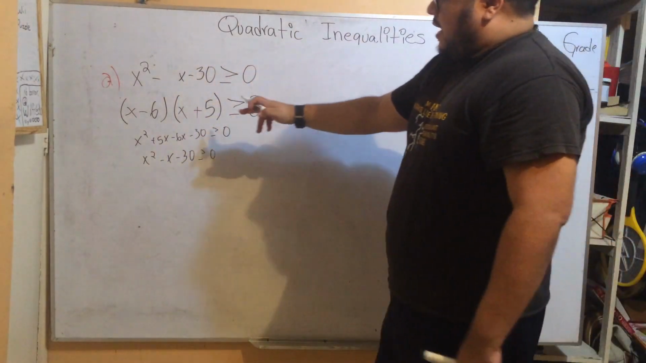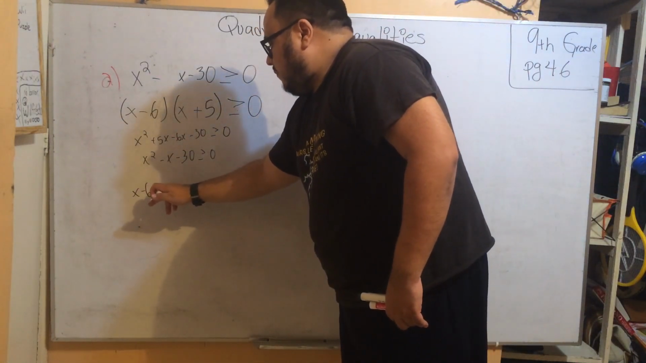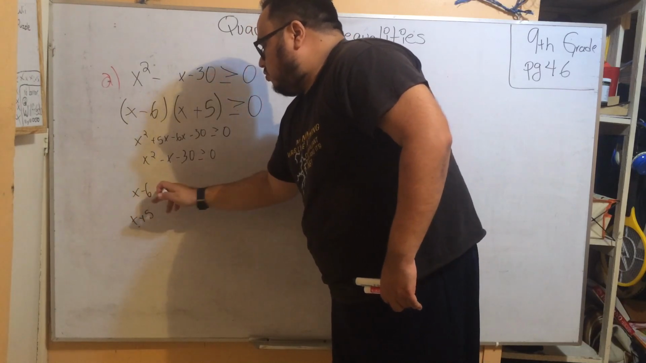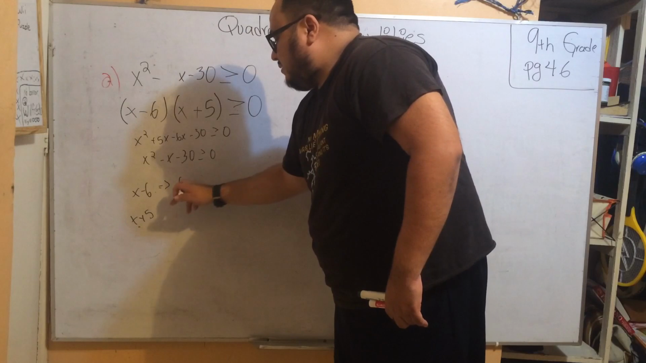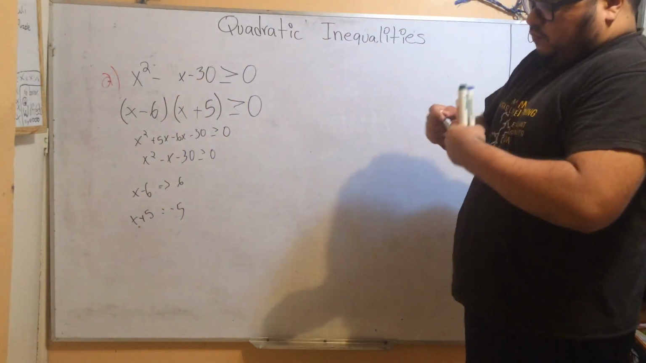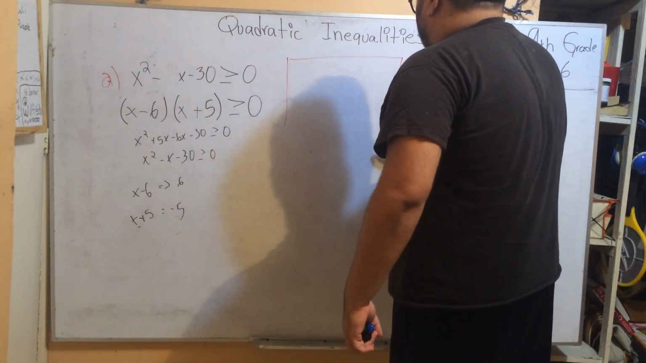So that means that we have x minus 6 and x plus 5. Where does this one become 0? At 6, and this one at minus 5. Okay, so we come to our graph. This is the first thing we need to do.